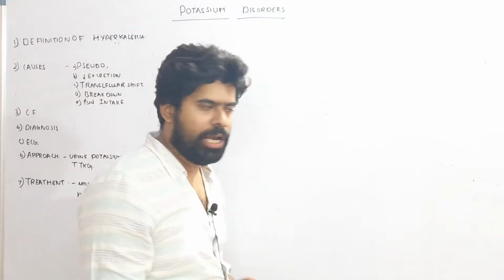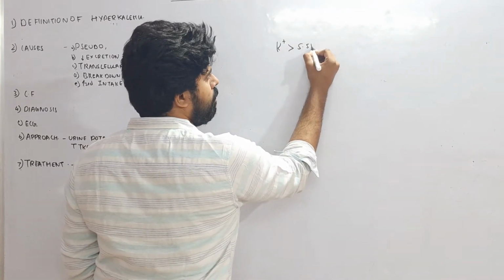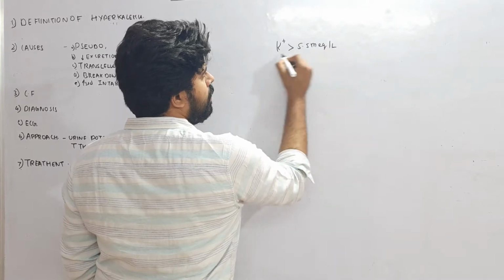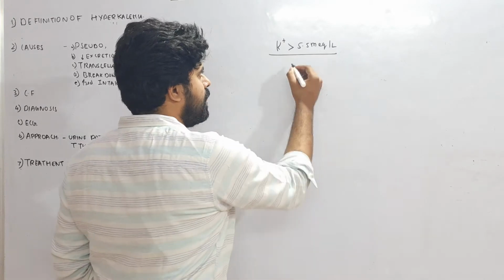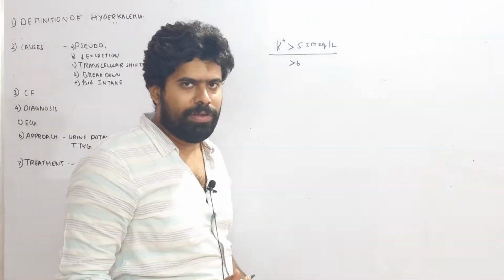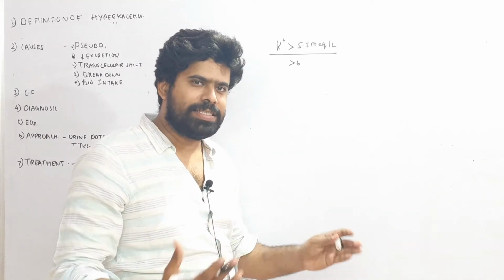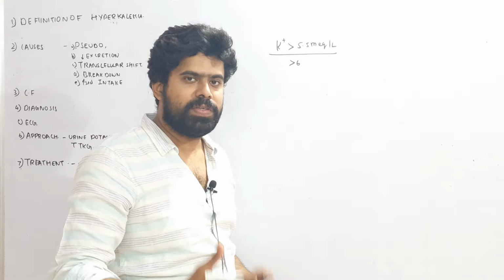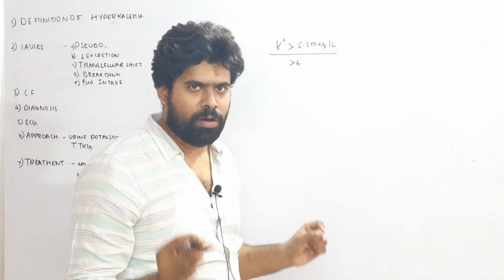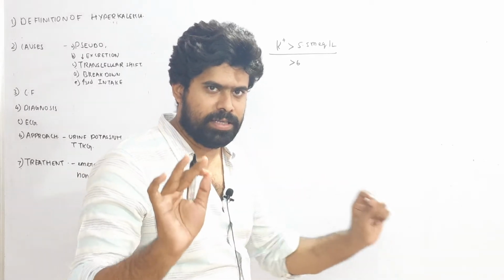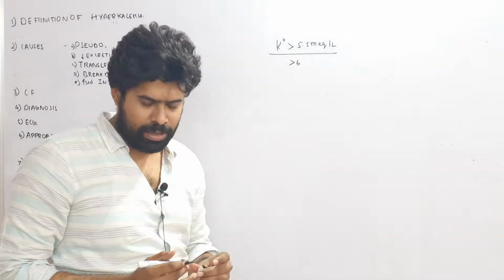So first we'll be defining what is hyperkalemia. A serum potassium value of more than 5.5 milliequivalents per liter is called hyperkalemia, and values more than 6 are usually what we consider as significant hyperkalemia. This hyperkalemia may not be as prevalent as hypokalemia, but it has high mortality and morbidity, predominantly because of its problem on the cardiovascular system, especially the heart. So this is the definition of hyperkalemia.